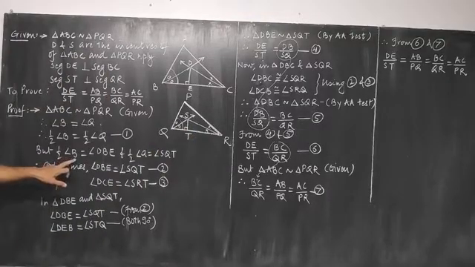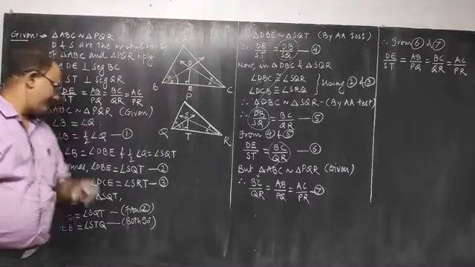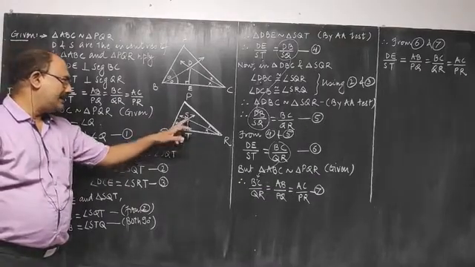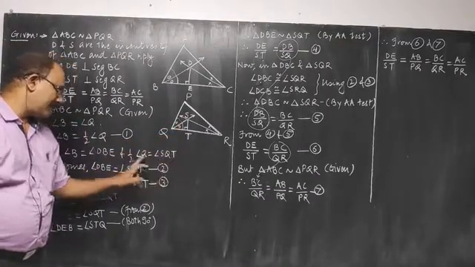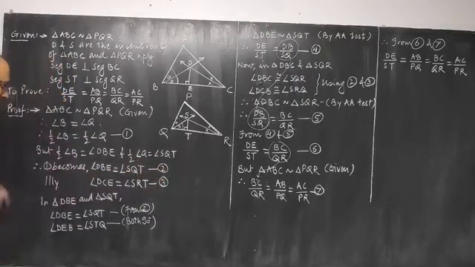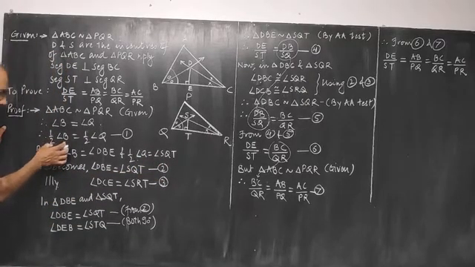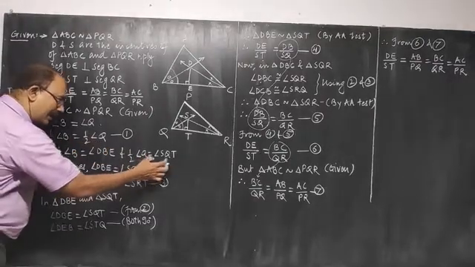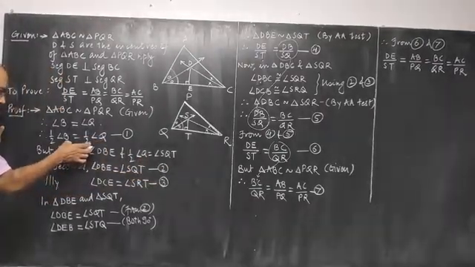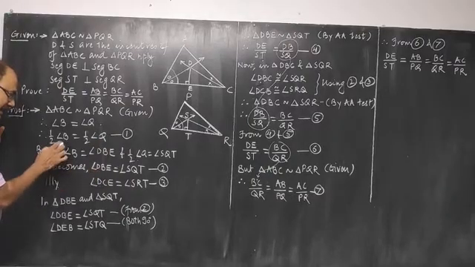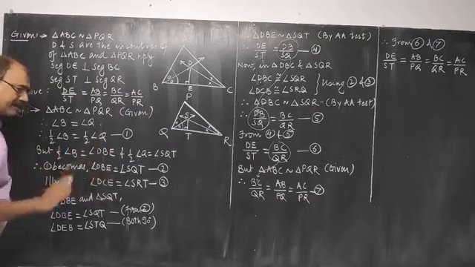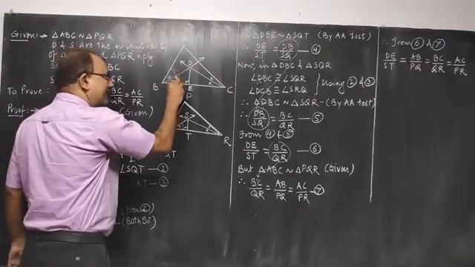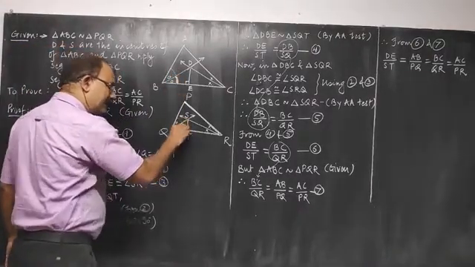But half of angle B is DBE, and half of angle Q is SQT. So in place of half angle B, I am going to write DBE, and in place of half angle Q, I am going to write SQT. Therefore, this equation 1 becomes DBE is equal to SQT. So what I have proven is that this angle is congruent to this angle.